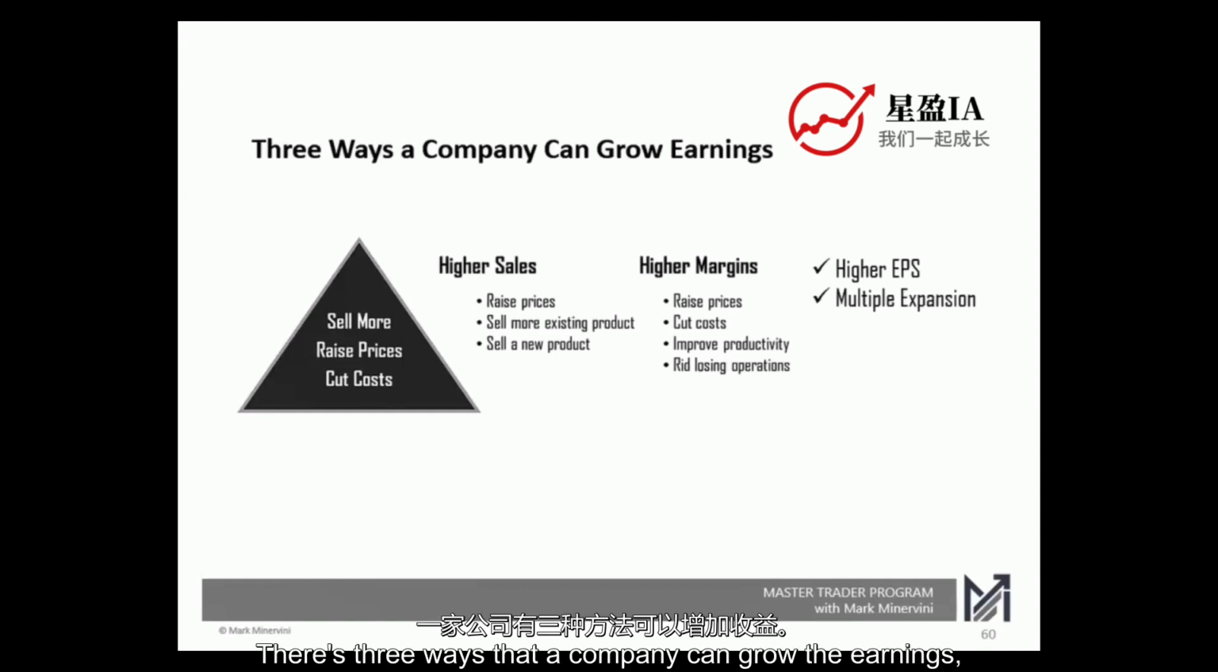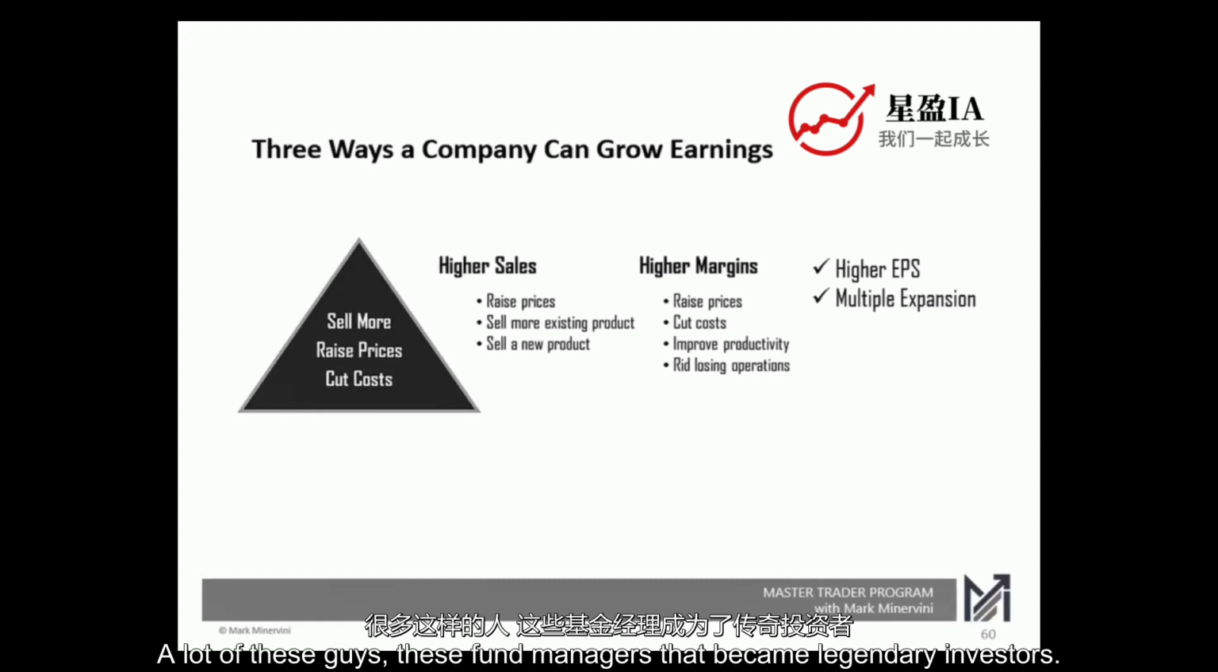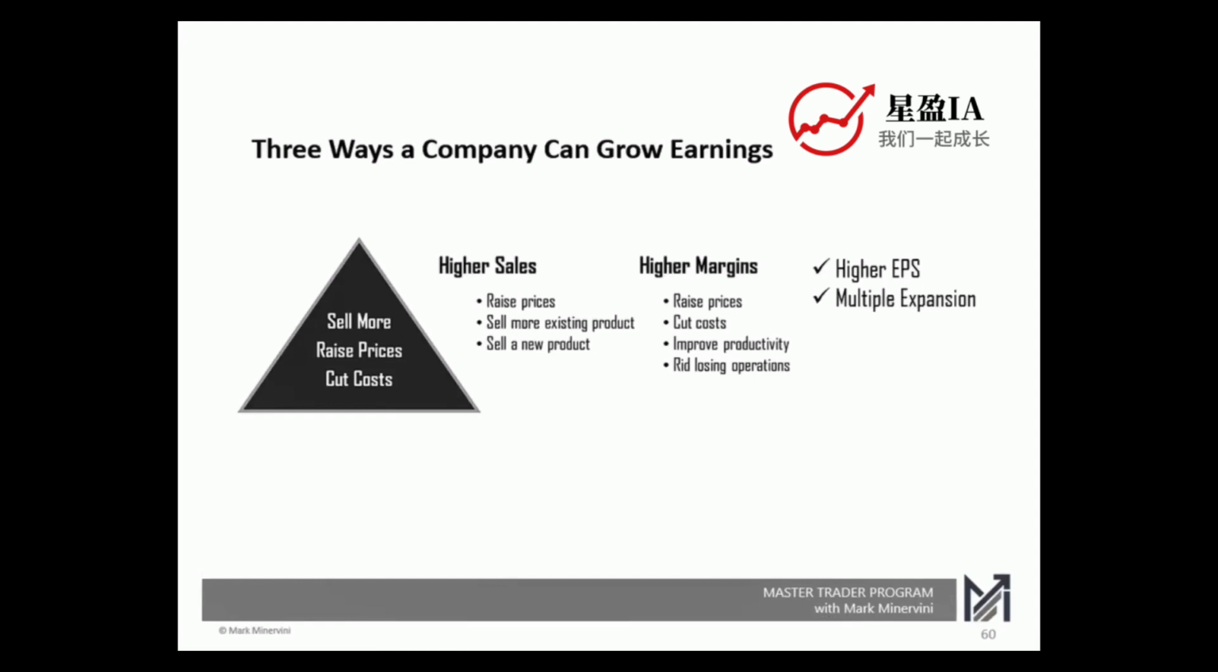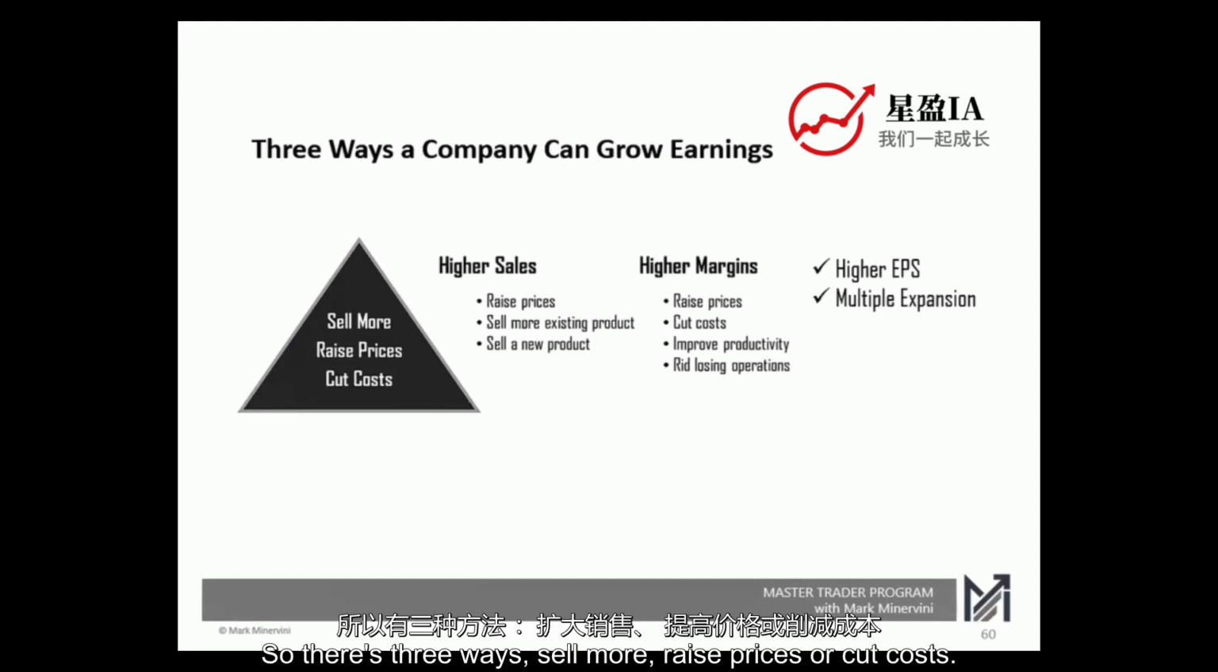And it basically all revolves around this: there are three ways that a company can grow earnings, and growing the earnings is going to grow the stock. If you can figure that out, that's great. Peter Lynch and a lot of these fund managers that became legendary investors were trying to figure out earnings growth. So there are three ways: sell more, raise prices, or cut costs.